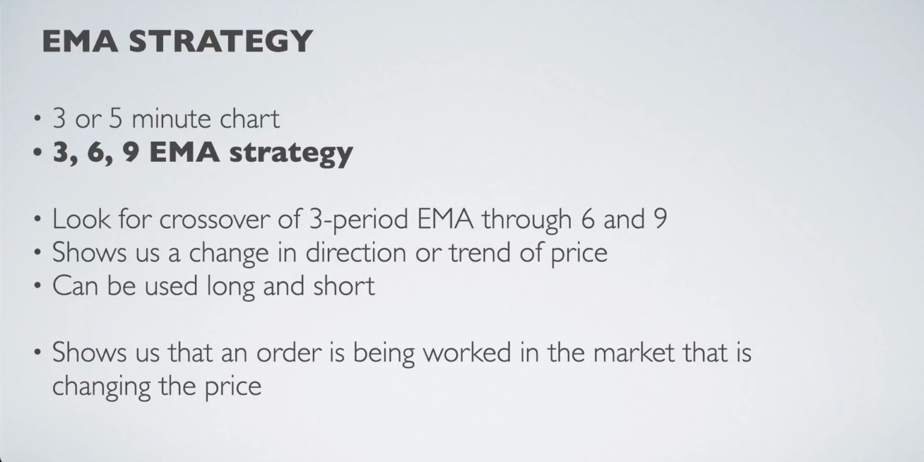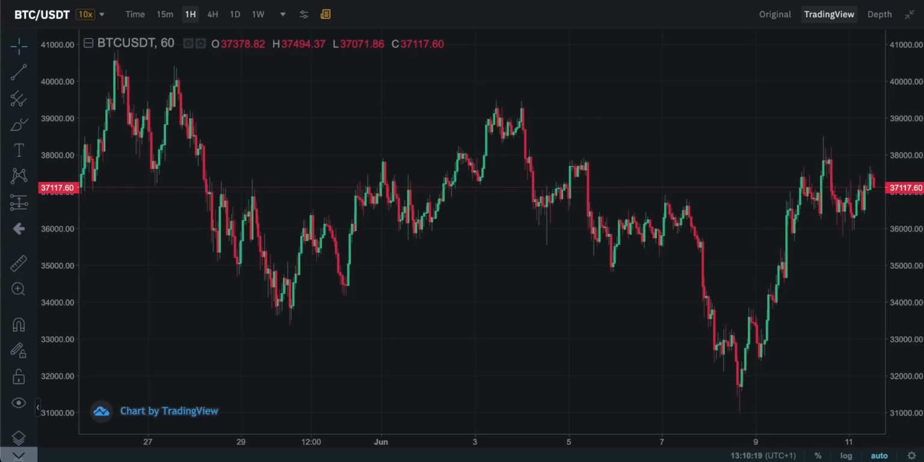Let's get right into the EMA strategy. EMA stands for exponential moving average. And right now you can see I've got the Bitcoin chart against US dollar, and we have absolutely no indicators on here whatsoever.